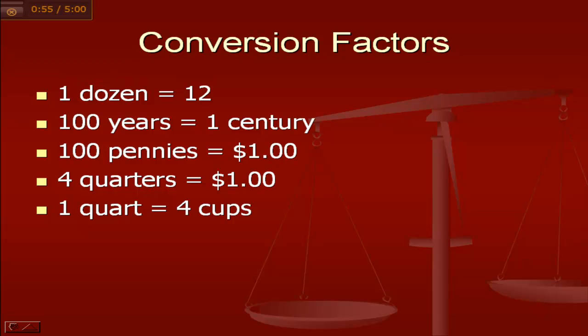So here's some conversion factors that are pretty common. We know that 1 dozen is equal to 12 of anything. 100 years is a century. 100 pennies is $1. 4 quarters is $1. A quart is 4 cups. All of these things are equal to each other. All right, so keep that in mind. They're equal to each other.